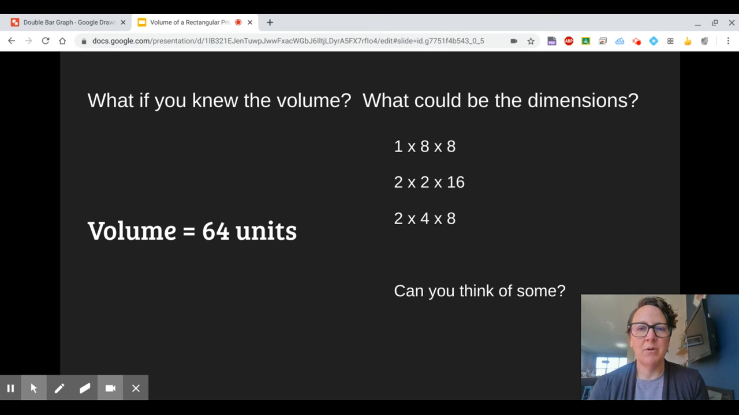So the volume can represent many different sizes when it comes to the dimensions of the actual rectangle, but the units would be the same in terms of its volume.